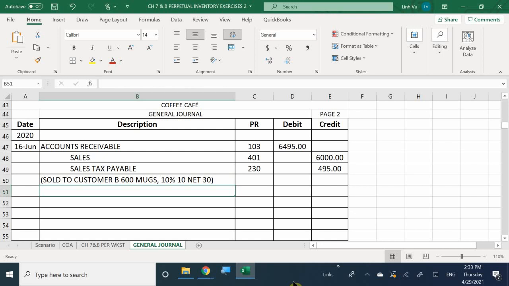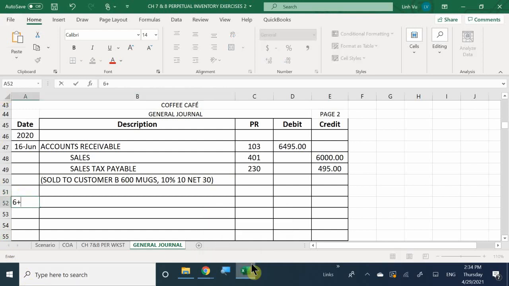Now, customer B, okay, we sold to customer B. So therefore, what should I also journalize? Cost of goods and mugs. Mm-hmm. Right? We need to calculate how much it cost us to sell these mugs. And we also need to take that directly away from our inventory.